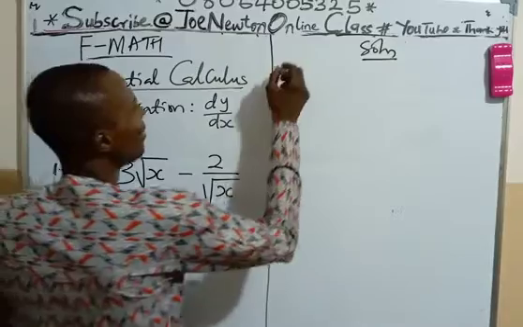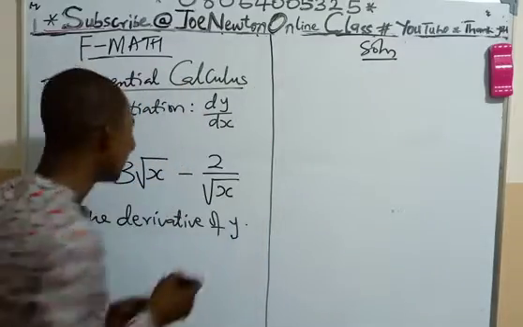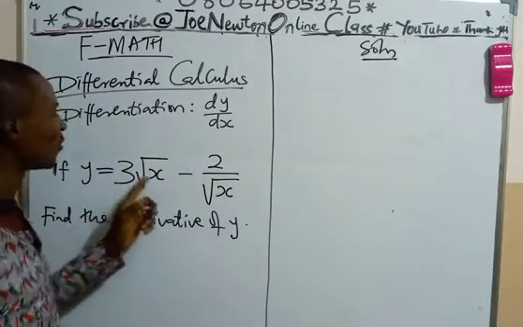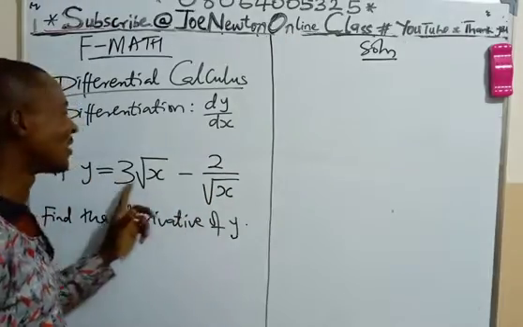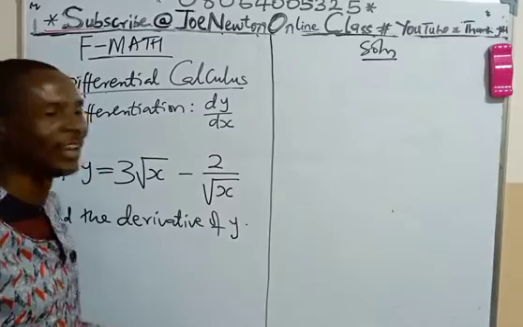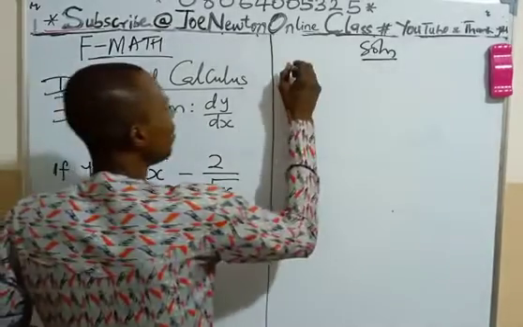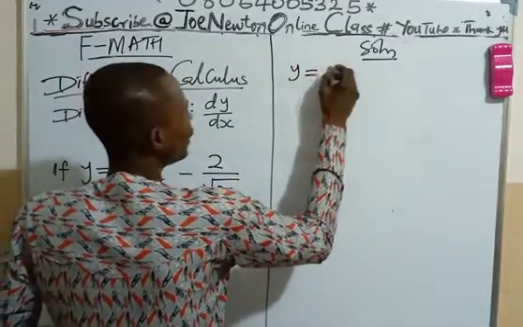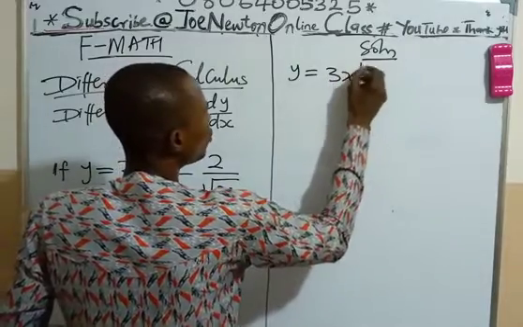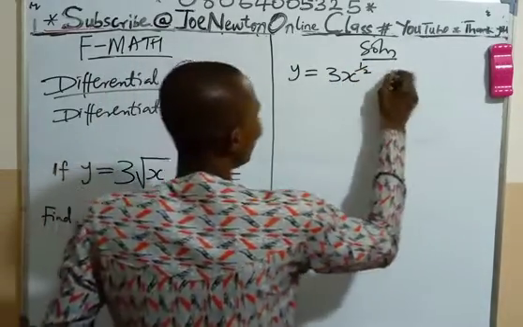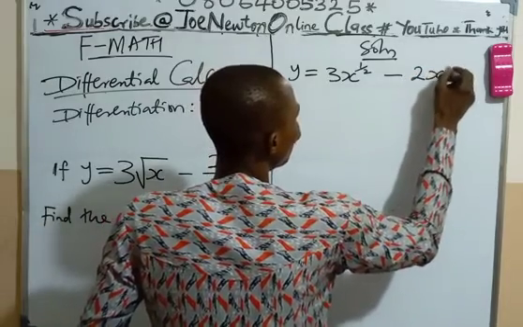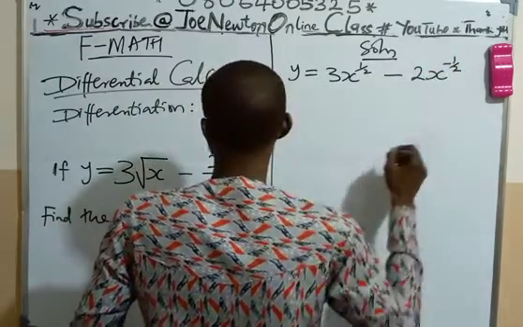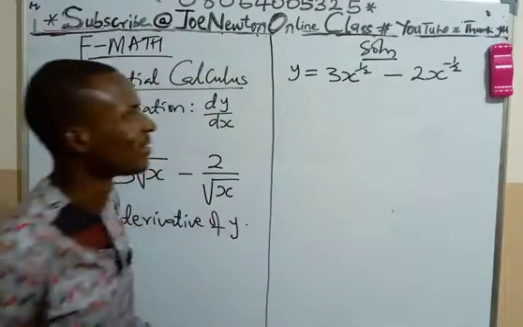To solve this, the first thing we do here, we are given that y is equal to 3 root x minus 2 over root x. Very simple. Let us rearrange or interpret this in a simple way. It will now mean that y is equal to 3x raised to the power 1 over 2 minus 2x raised to the power minus 1 over 2. I know you'll be surprised.